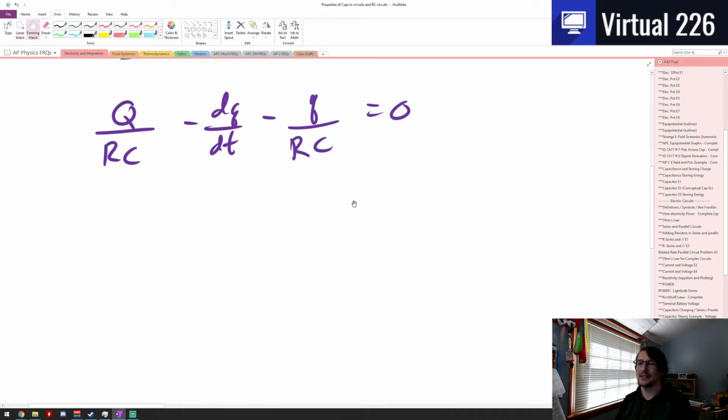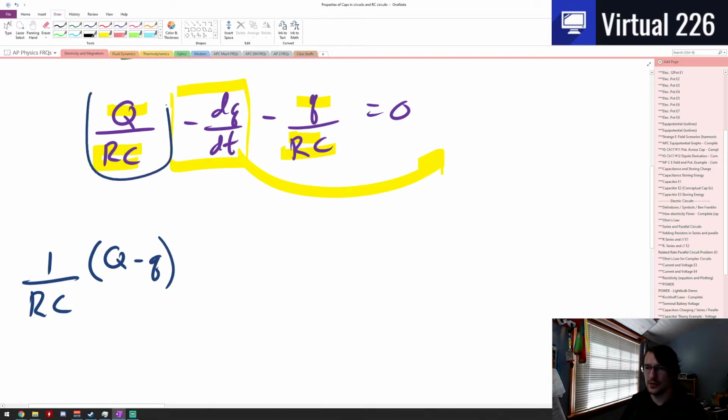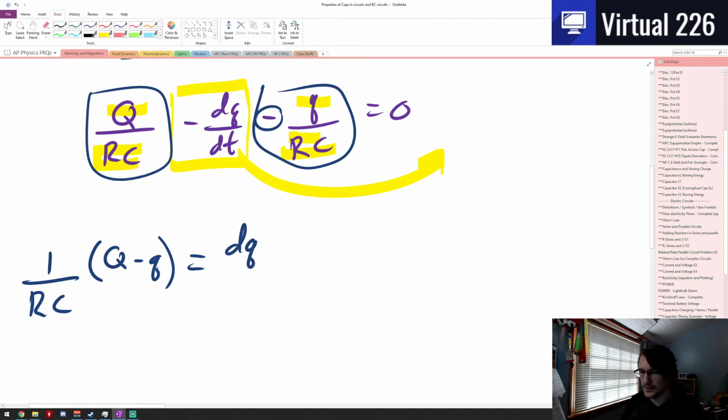And this is a nice spot for me now. I'm going to recognize that these denominators are the same, so I can link big Q and little q together, and then I'm going to move the negative dq/dt over to the other side. So I'm going to pull RC out, so 1 over RC, times big Q minus q, so that's just these two terms right here, and the dq/dt goes on the other side, so this equals dq/dt.